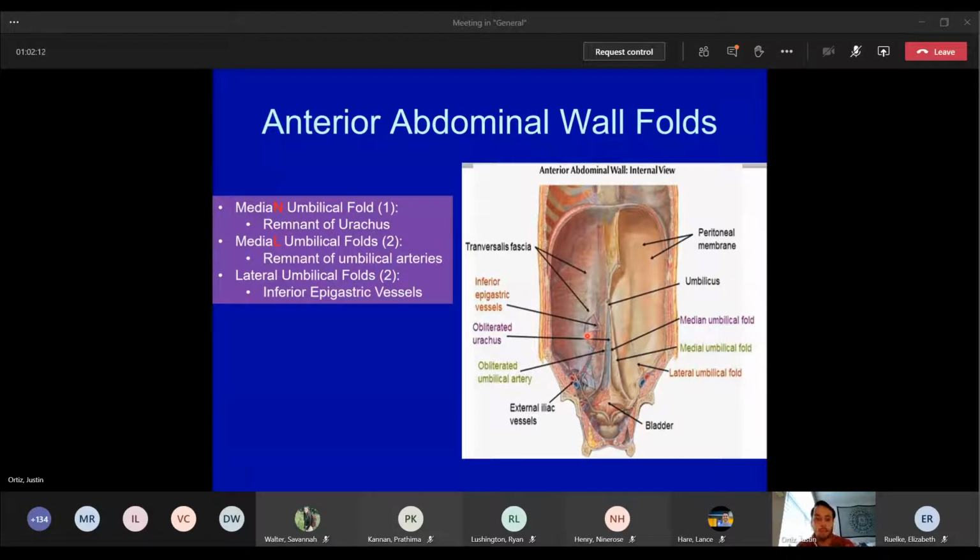So technically, the only fold that is still functioning now in all of our bodies is the lateral umbilical fold, right? Because inferior epigastric vessels are still flowing blood as we speak right now. The remnant of the urachus and the remnant of the umbilical arteries are not functioning anymore. They're just folds on the abdominal wall, right? So again, median versus medial. Question?